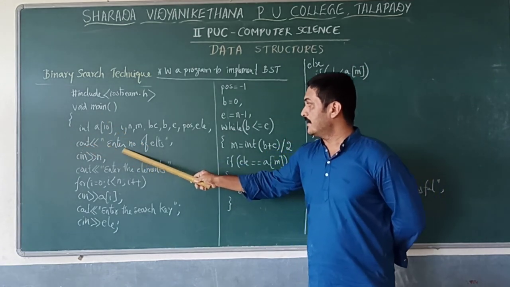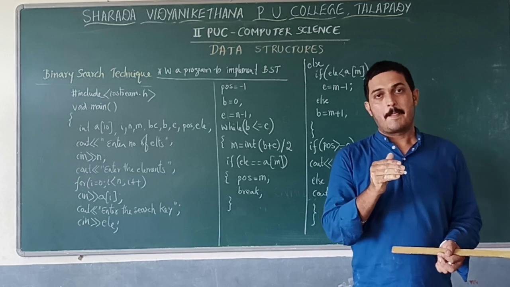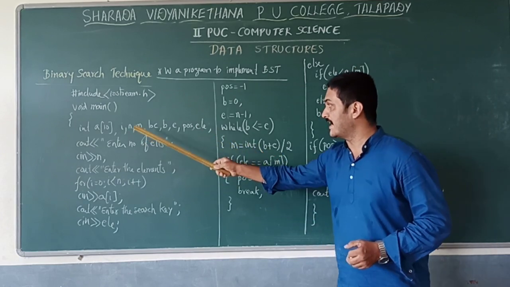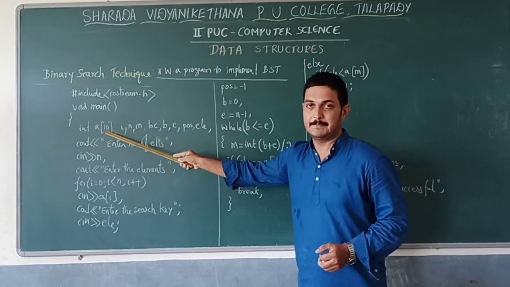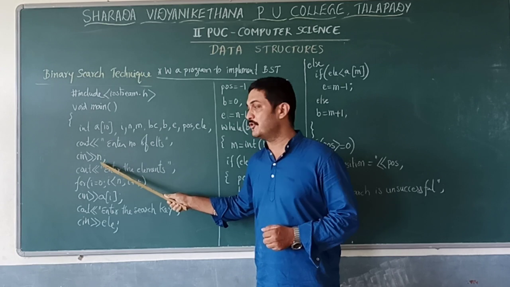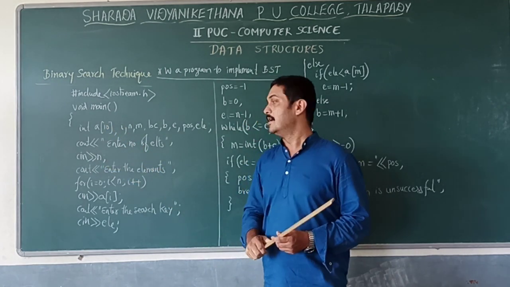cout enter number of elements, cin n. So we have to read the number of elements n. Here n must be less than or equal to 10. So what are the limitations given? That should be within that one. n should be within 10.